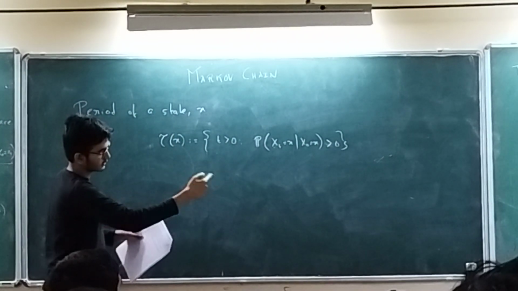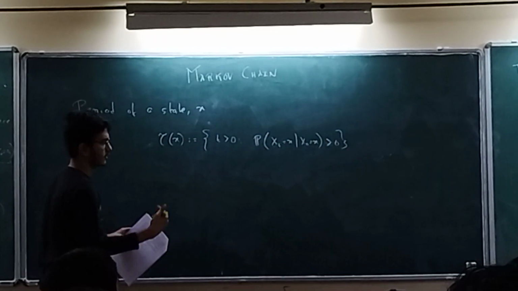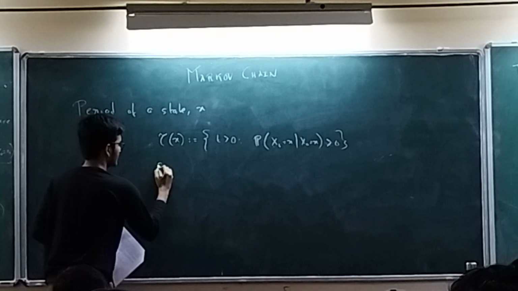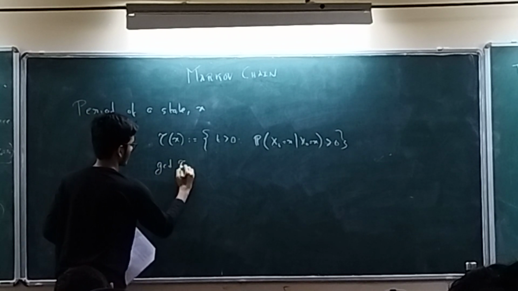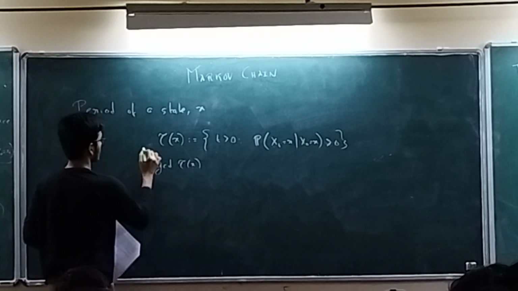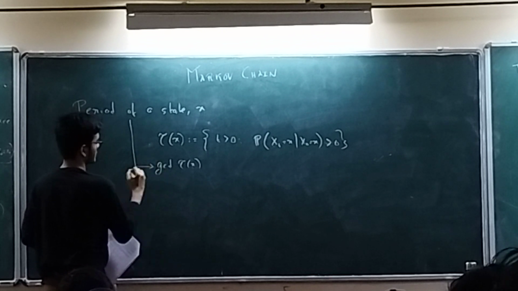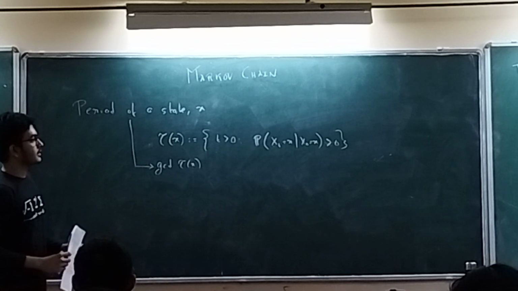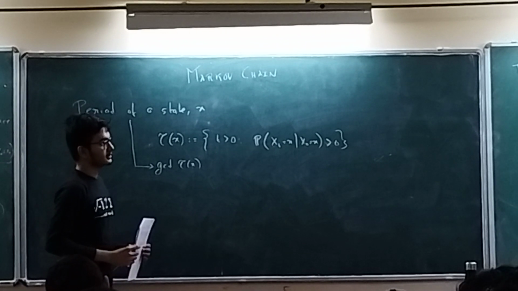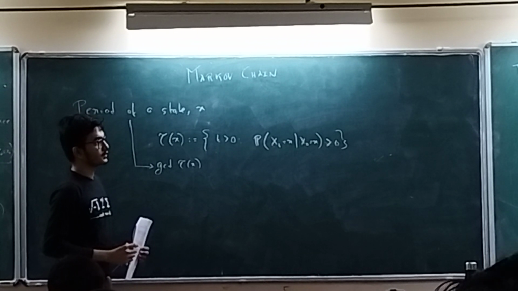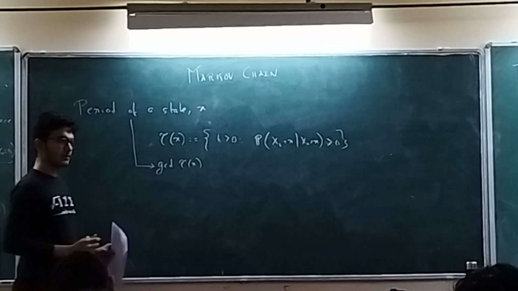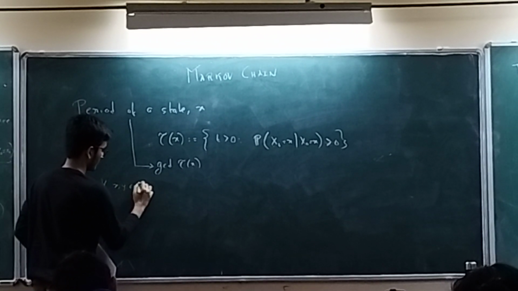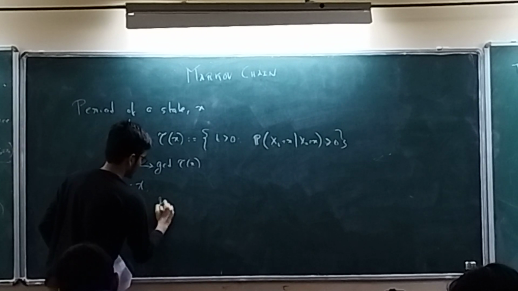And for this example it goes to 4, 6, 8 and all these numbers. And I take the period to be the GCD of this set. That is the period of the state. And what happens for irreducible chains, now you will see why I defined irreducible chains. For irreducible chains, for any x and y, the period is the same.